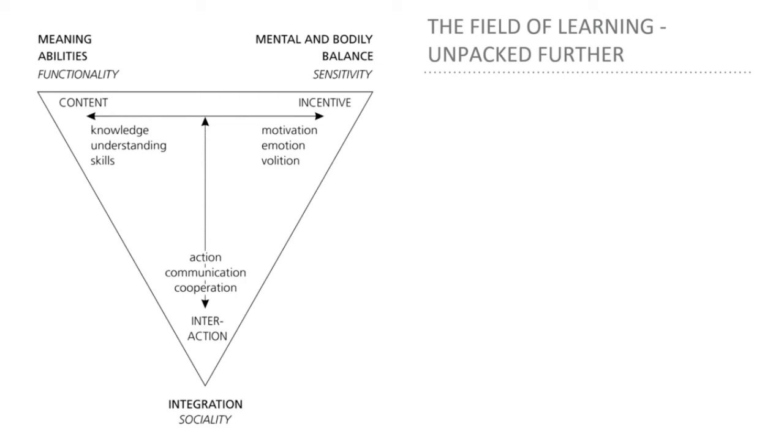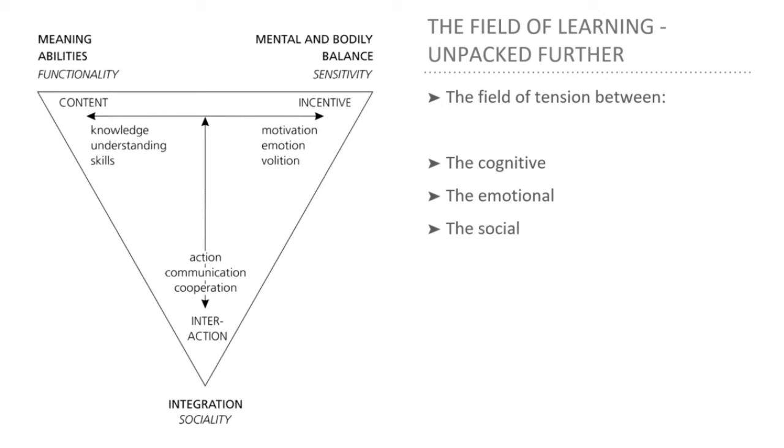Now, there's quite a lot going on here, as we've seen, but hopefully you can understand that for Illeris, learning is an interconnected field of tensions between some quite different, diverse, yet still interconnected areas. It's a tension between the cognitive, the emotional, and the social. And all three of those areas are absolutely vital for effective learning to happen.